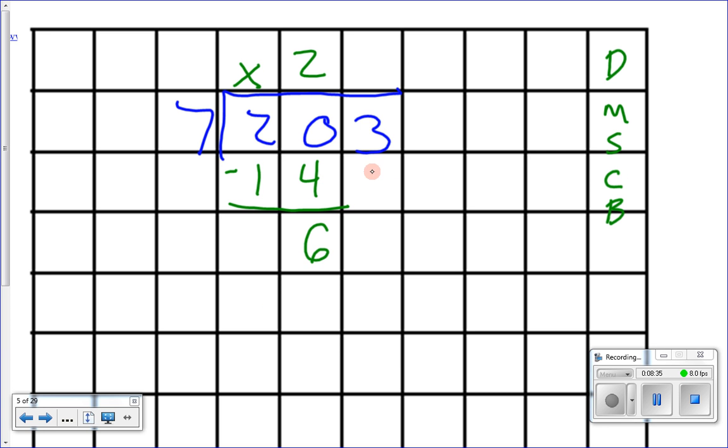Bring down the 3. If you're a fan of the 9s fact family like I am, you'll know this one right away. But let's pretend we don't. If you don't, I would highly recommend writing out your 7s. 28. Eventually, hopefully you have all this memorized, but in the meantime, don't be afraid to write out your thoughts.